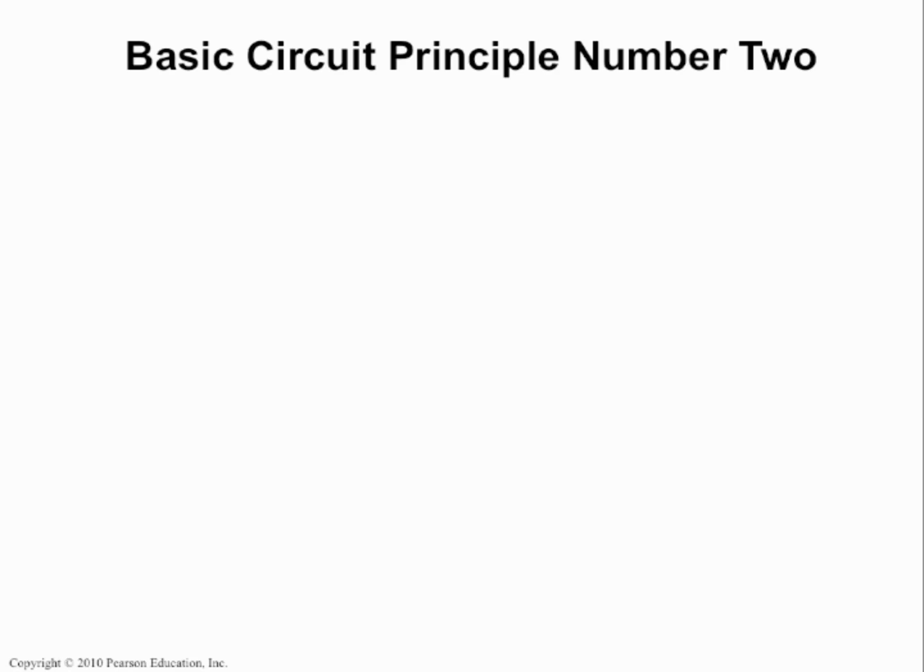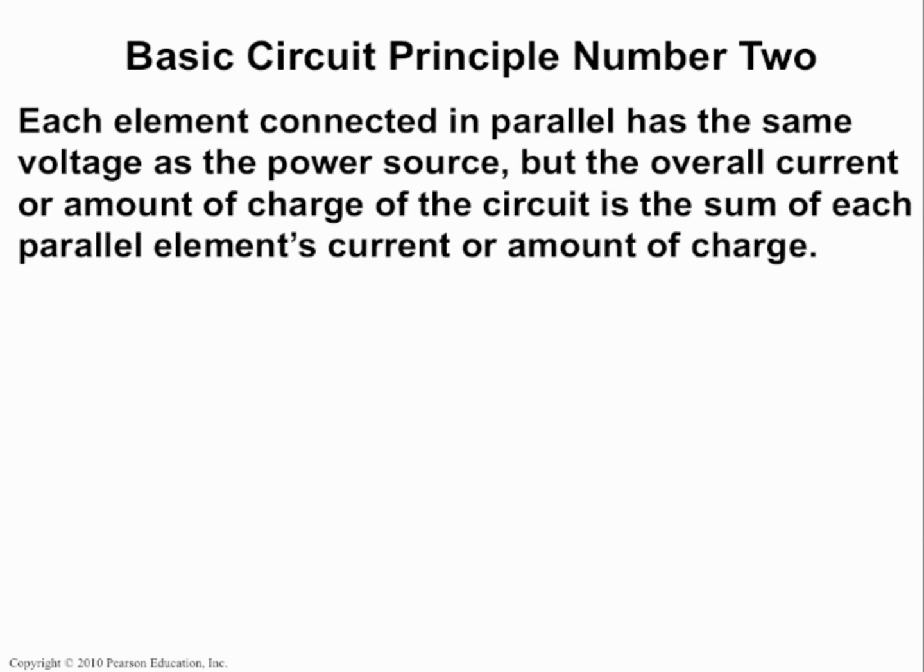And that brings us to basic circuit principle number 2. Each element connected in parallel has the same voltage as the power source, but the overall current or amount of charge of the circuit is the sum of each parallel element's current or amount of charge.